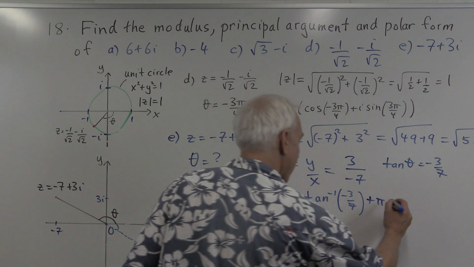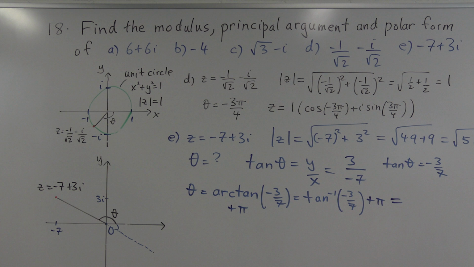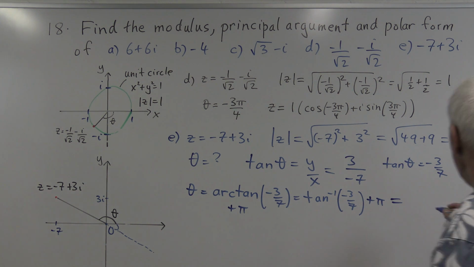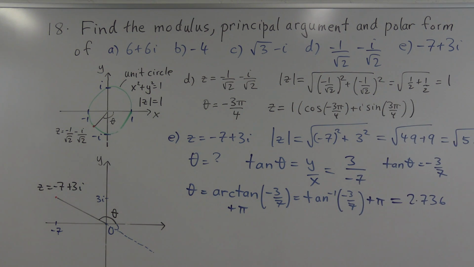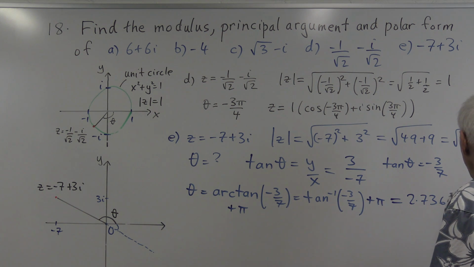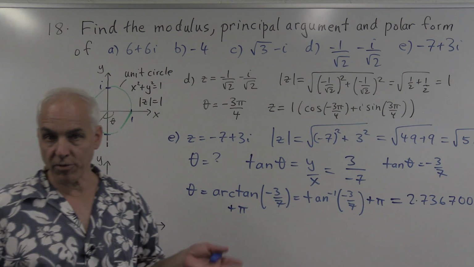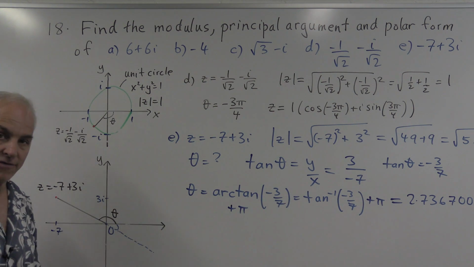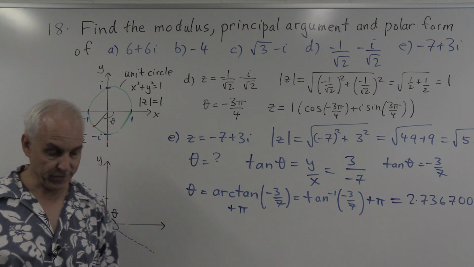Okay, so what is this? It is 2.736700, and then it carries on in some fashion or another. Okay, so we can only get that angle approximately, just part of the fact of life, what happens when you work with angles and not with rational trigonometry.